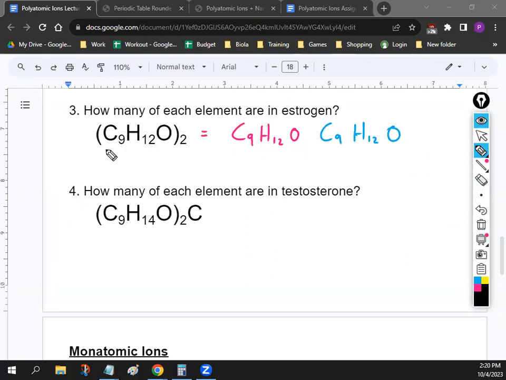So if you notice, all we're doing is writing the formula twice like that. Okay, that's what the parentheses mean. It's nothing, it's just a fancy way, kind of a lazy way of writing these formulas. It's just to show you have 2 of everything in there.